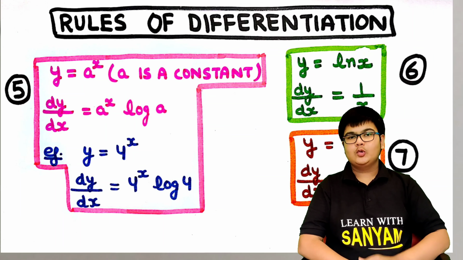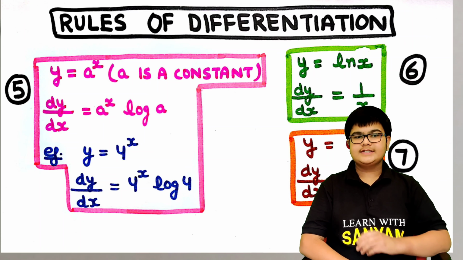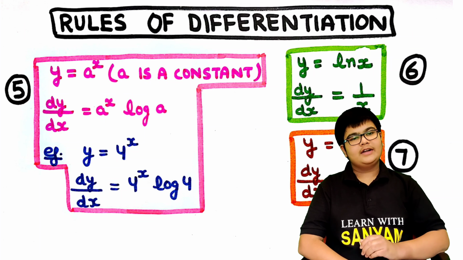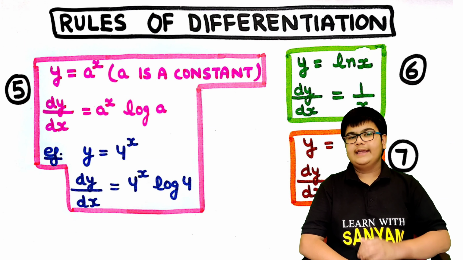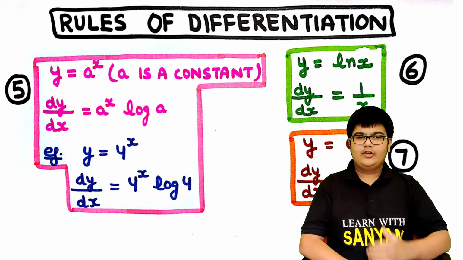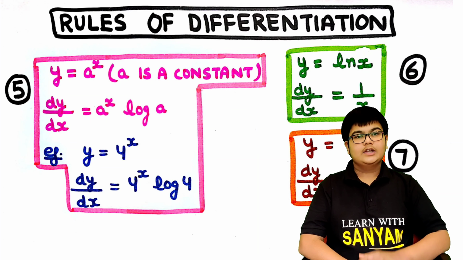Now the fifth rule is that if y is equal to a to the power x, in which a is a constant, then dy upon dx will be equal to a to the power x log a. For example, y is equal to 4 to the power x. So dy upon dx will be equal to 4 to the power x log 4.